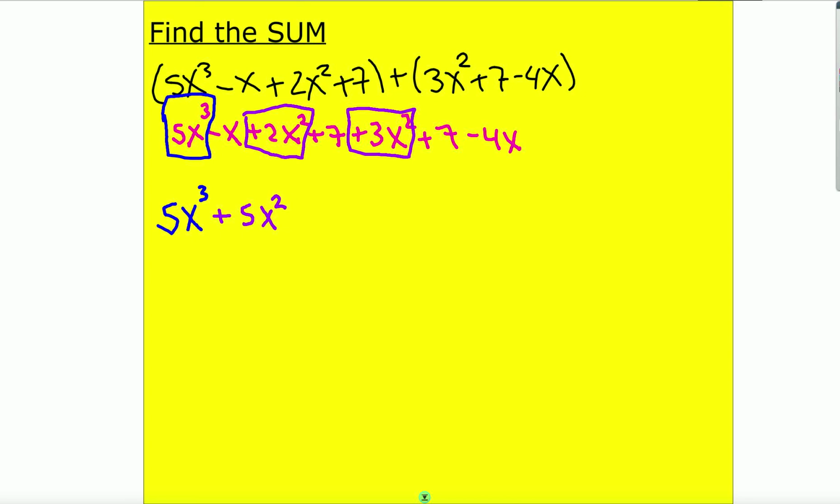And when I look to combine my x terms, so I have a negative 1x minus 4x, which gives me negative 5x. And then last, the two constants, so I have positive 7, so I get plus 14. So what I've just done is I have added these two polynomials.